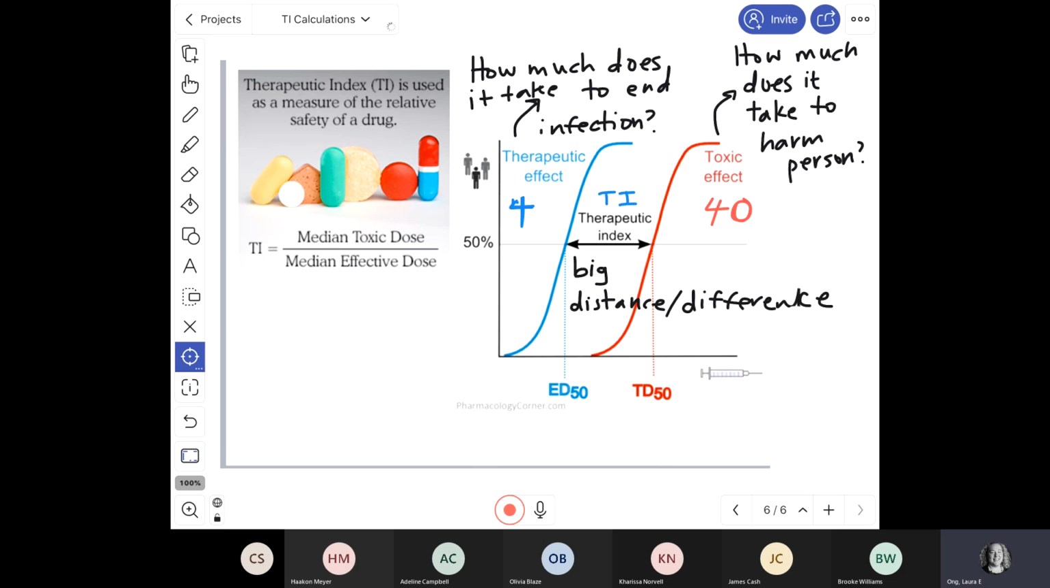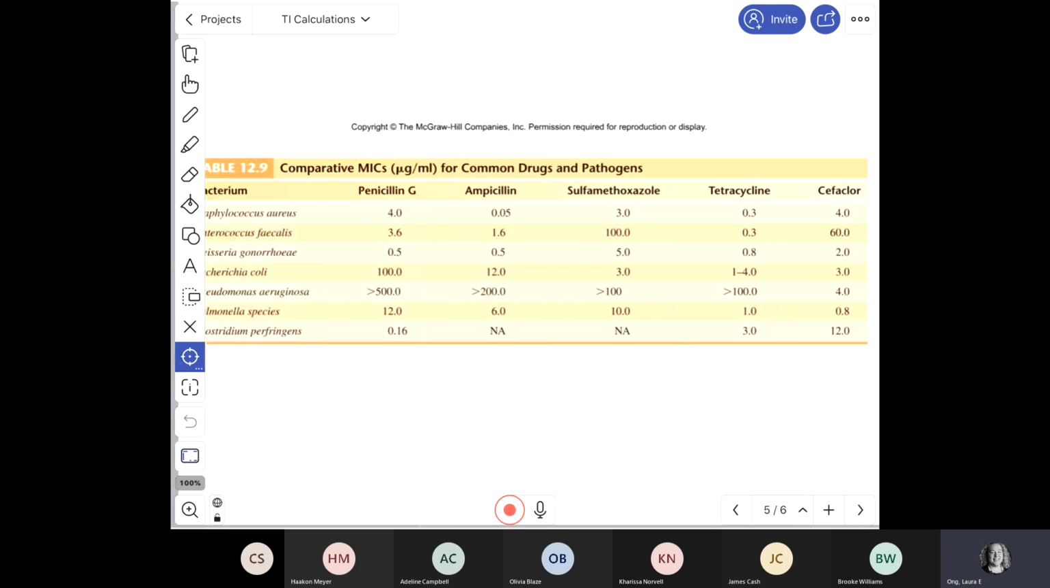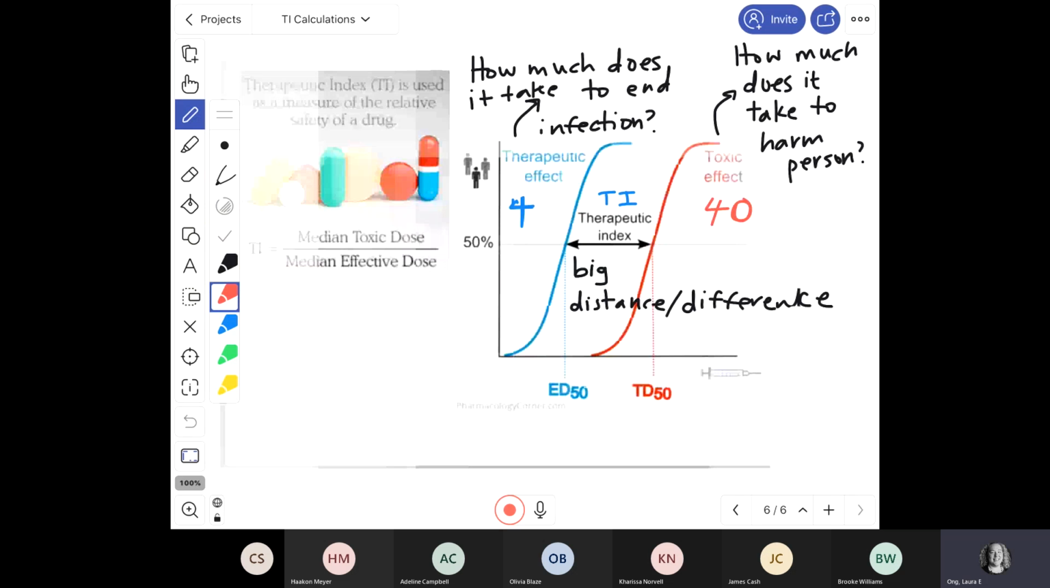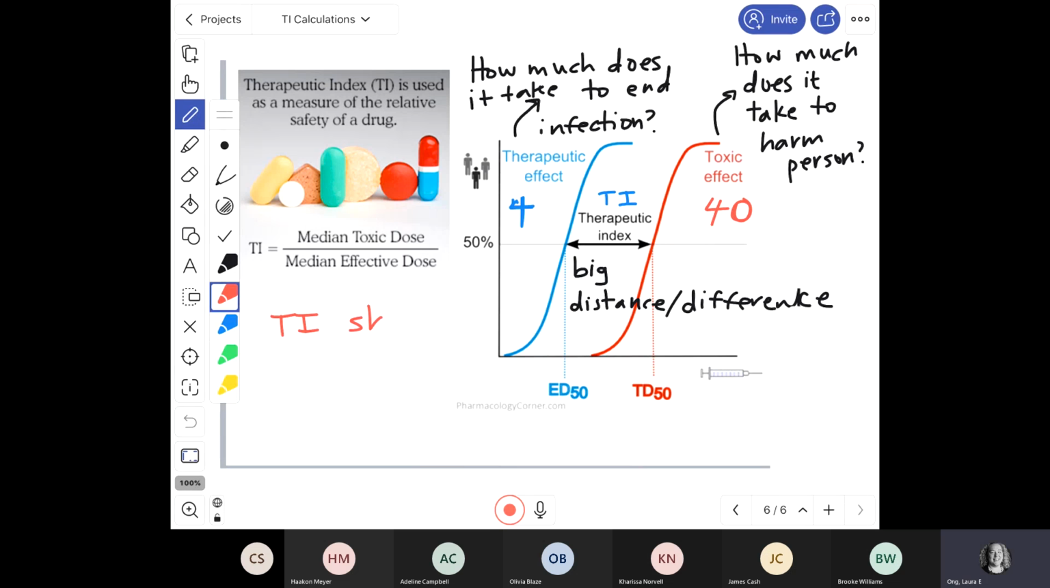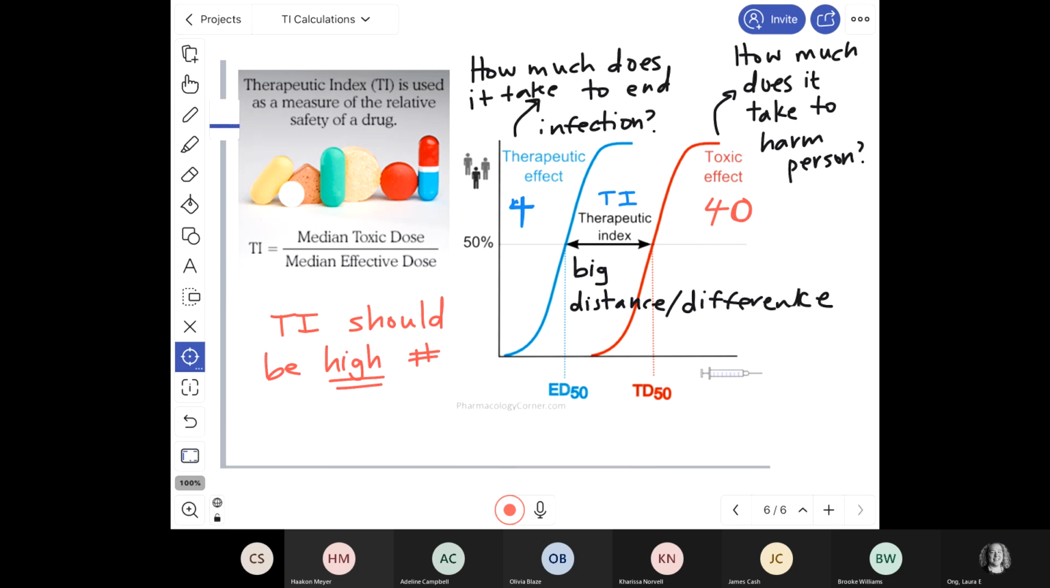So I'm going to go backward a slide now. We really want the therapeutic index to be high. Therapeutic index should be a high number. And the bigger the therapeutic index is, the further away the toxic dose is from the therapeutic dose.